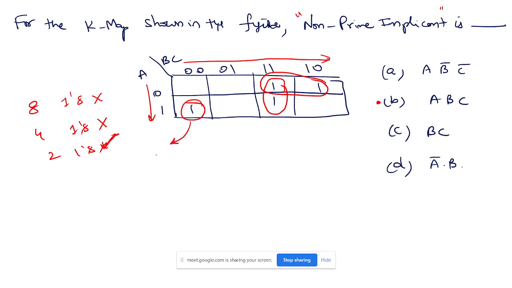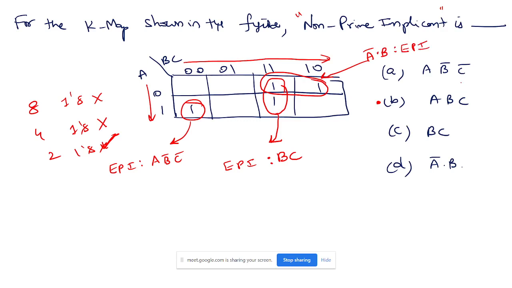What is this implicant? A, B bar, C bar. This will become EPI also, essential prime implicant. This is not present anywhere else, right? Then this one is BC. That also will become EPI, right? And this one is A bar B. That will also become EPI. Okay, so now you found EPIs.